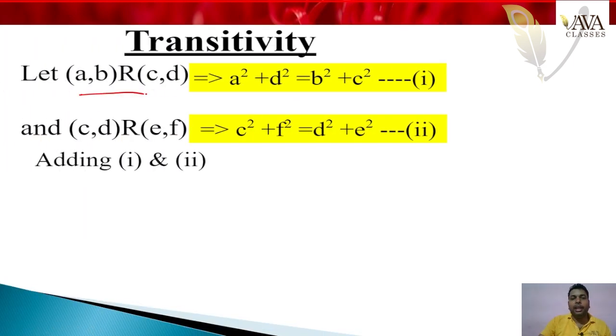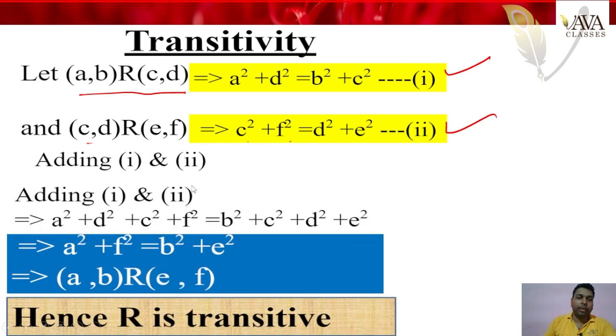Transitivity. Let (a, b) be related with (c, d); that implies a square plus d square equals b square plus c square. This is equation 1. Again, (c, d) related with (e, f), so c square plus f square equals d square plus e square. This is equation 2. Add 1 and 2. So a square plus d square plus c square plus f square equals b square plus c square plus d square plus e square. That implies a square plus f square equals b square plus e square. That implies (a, b) related with (e, f). Hence R is transitive.